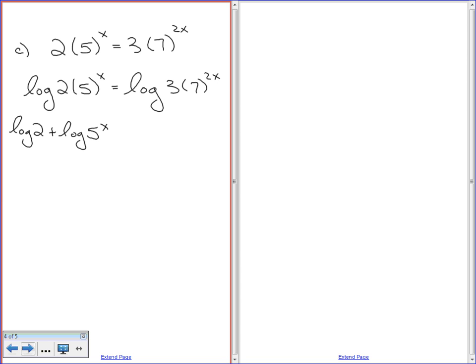On the other side, I'm going to do the exact same thing. It comes to the log of 3 plus the log of 7 to the 2x. So now the exponents are just on the 5 and on the 7. Now I can use the third law of logarithms in order to bring it down in front.